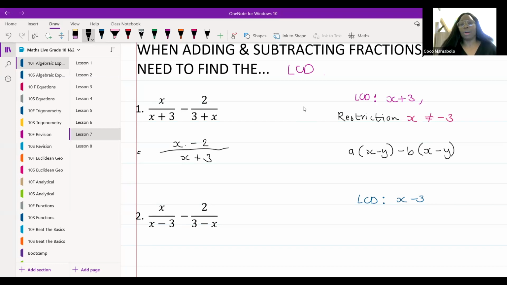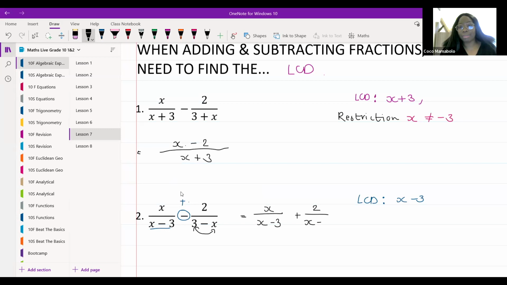Good, excellent. I want you guys to stay with me. Do we notice that x minus 3 and 3 minus x are very close to each other? It's just that the two numbers in the one are switched around. So what I'm going to do right now is take that minus in the middle and change it to a plus, and then switch my two numbers around. So I'm going to make this 3 and that x. I'm basically going to get x over x minus 3 plus 2 over x minus 3.